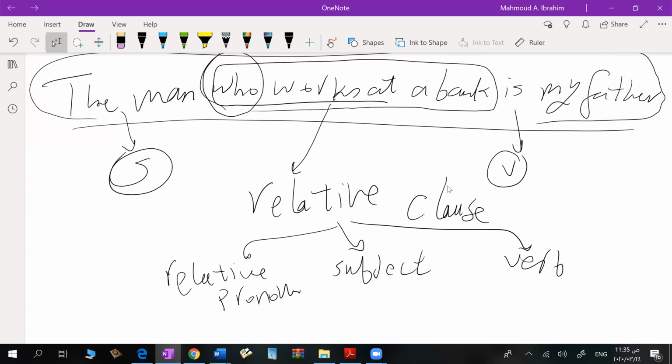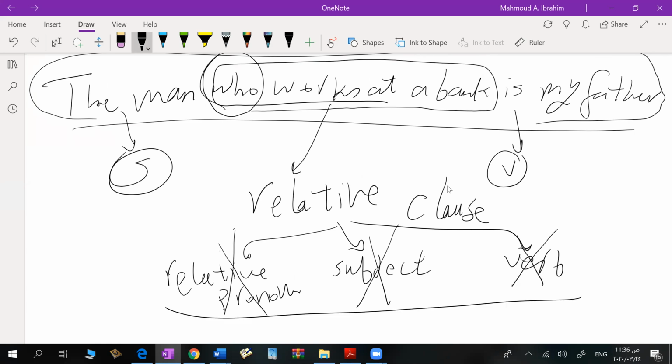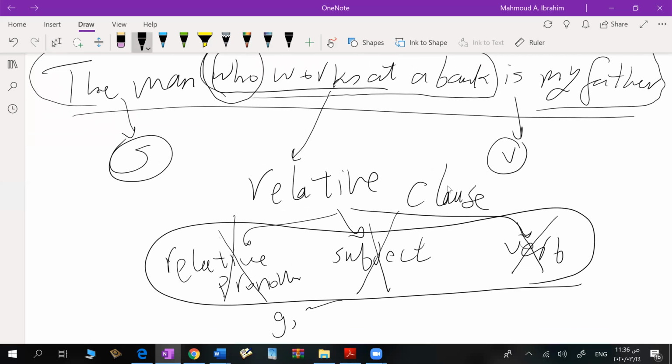In reduction, we remove the relative pronoun and we remove the subject and we remove the verb. We remove all this structure. And instead of them, we add either a gerund, a present participle, remember, or a past participle. Of course, if it's active, then we use the gerund. If it's passive, we use the past participle.